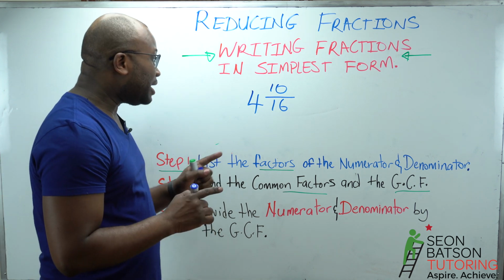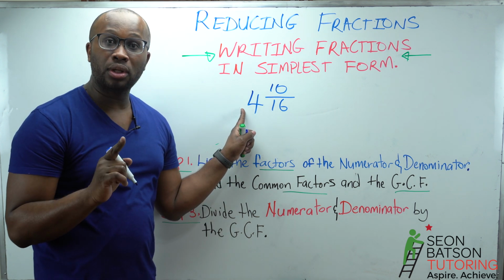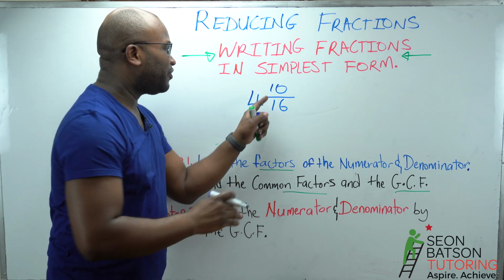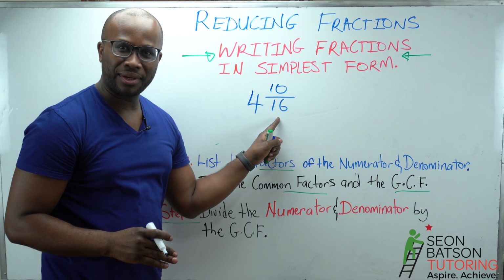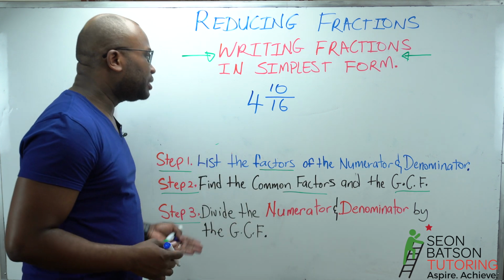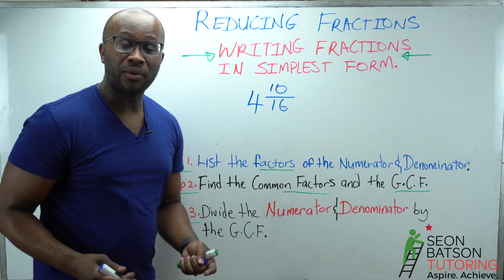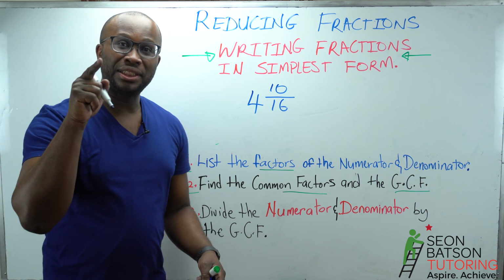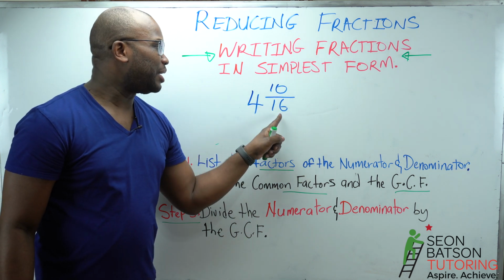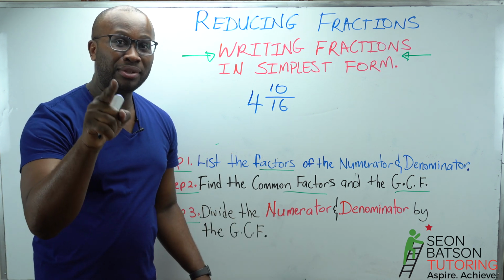Yes? We will only list the factors of the numerator and the denominator. Don't let this whole number put you in a trap. We are only focused on the factors for the numerator and the denominator. All right. Then we will find the common factors and the greatest common factor. Then we will divide only the numerator and the denominator by the greatest common factor. Now, challenge again. I am challenging you to list the greatest common factor of the numerator and the denominator without going through the steps. If you're good with your times tables, you should be able to do this.